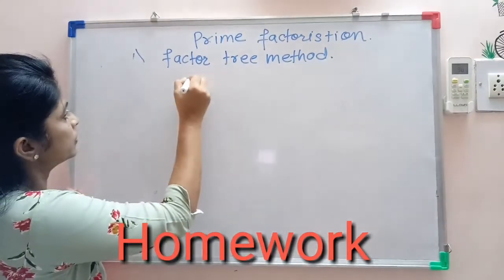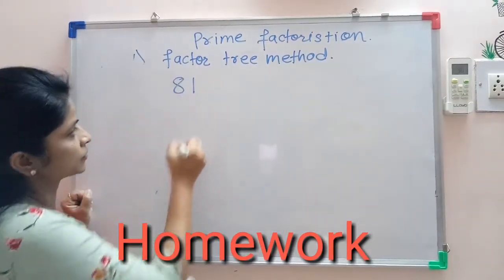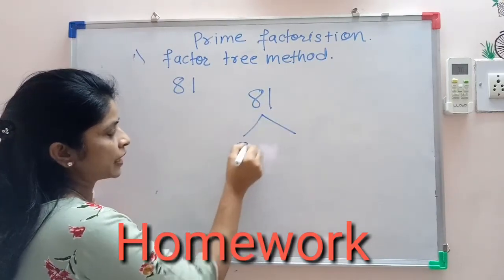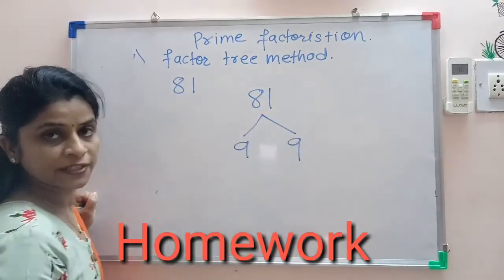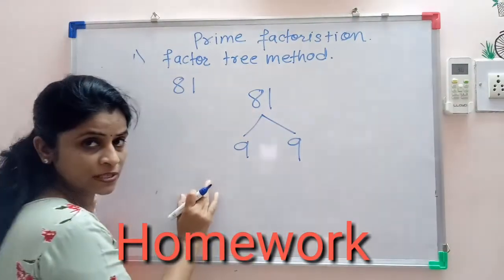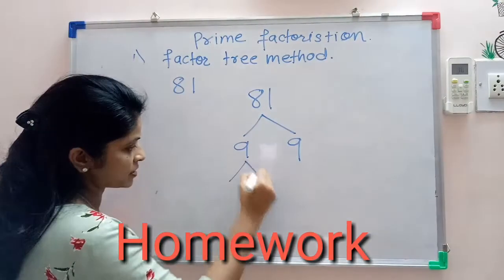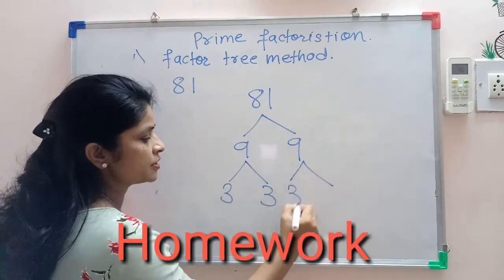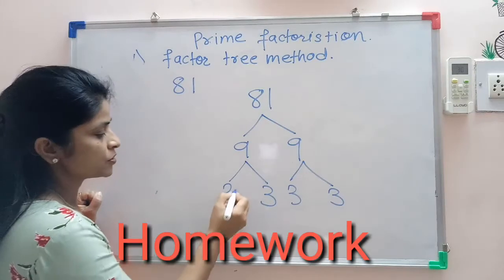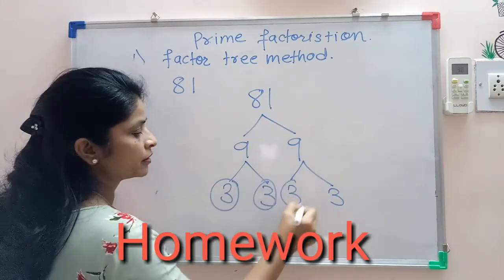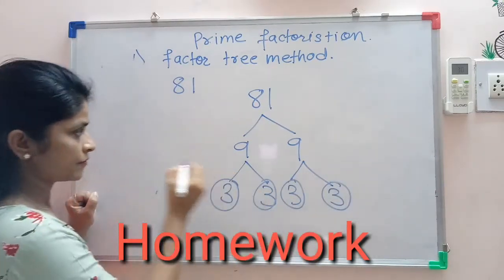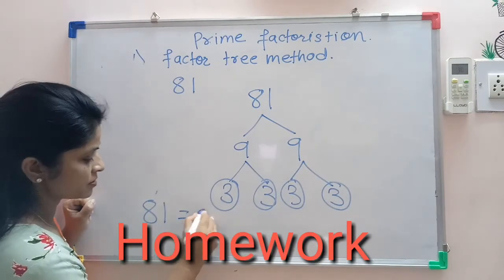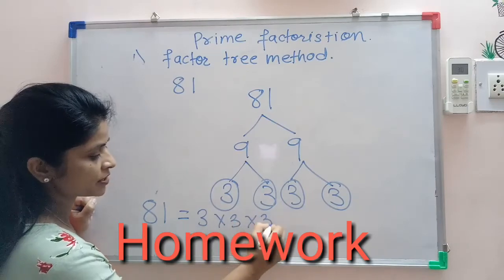Next solution for 81. Now make the factor tree of 81. 9 multiplied by 9 is 81. Both 9s are composite numbers, so take the factors of this 9: 3 threes are 9, and this 3 threes are 9. So ring all the prime factors. Now the prime factorization of 81 is 3 multiplied by 3 multiplied by 3 multiplied by 3.